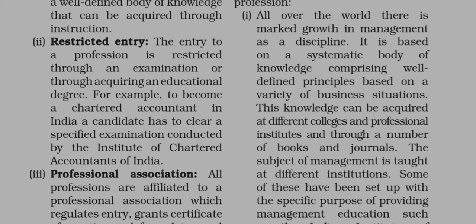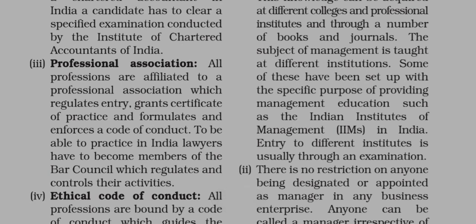And now the third point is the professional association. What is a professional association? In case of professions, all the professions are affiliated to a professional association. Like accounting is ICAI, medical is the Medical Council of India. These professional associations regulate the entry, grant the certificate of practice, and formulate and enforce a code of conduct. For example, to be able to practice in India, lawyers have to become members of the Bar Council, which regulates and controls their activities.